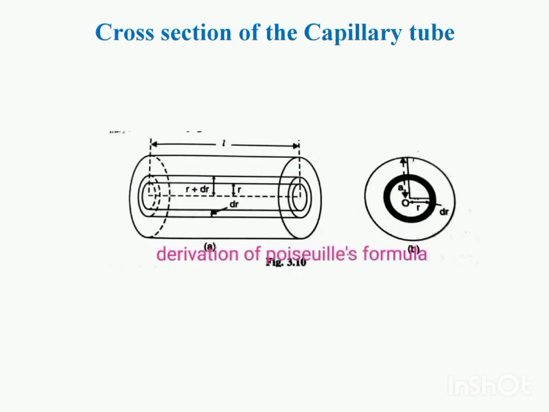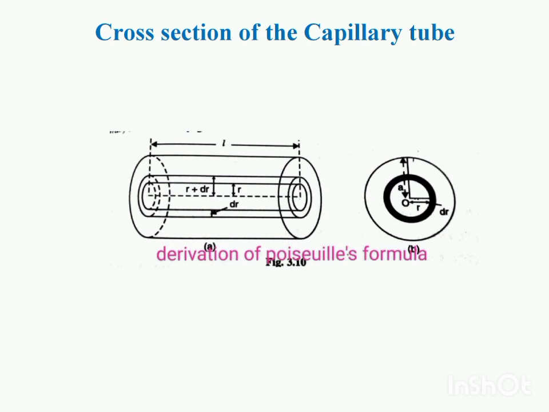Poiseuille's formula is used to find the flow of liquid through a capillary tube, and it is only suitable for streamline flow. This image represents the cross section of the capillary tube. Suppose a constant pressure difference is maintained between the two ends of the capillary tube. The length of the tube is L and the radius of the tube is a. Consider a steady flow of a liquid of coefficient of viscosity eta through the tube.